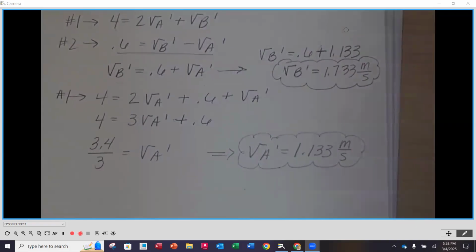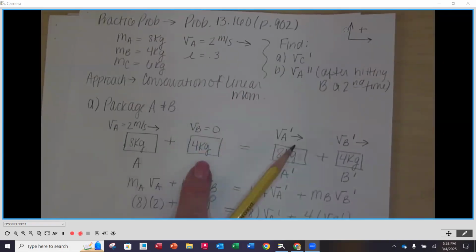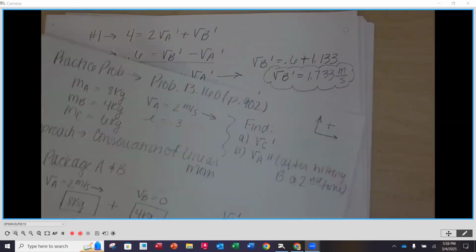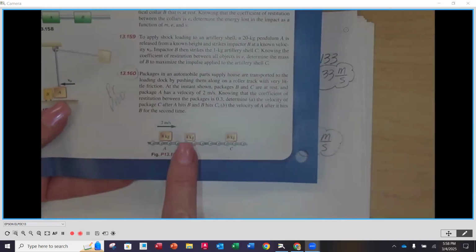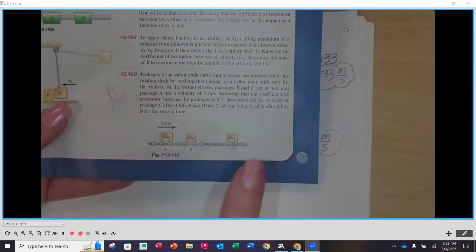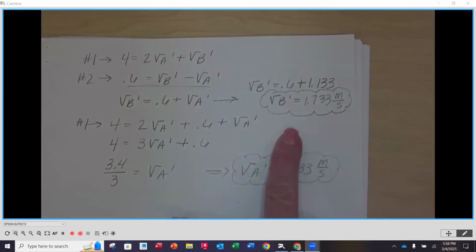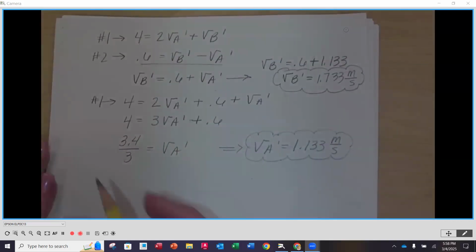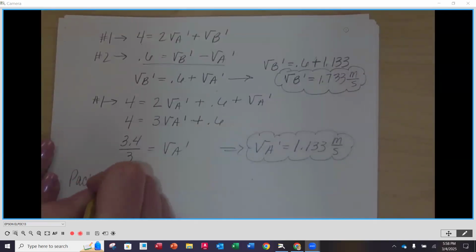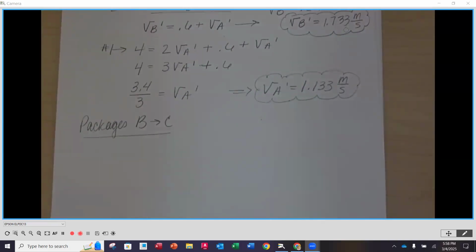So now this lets us know what was happening between A and B. But again, we're looking for C. As we look at our arrangement here, A is going to hit B, B is then going to go forward and hit C. So knowing that VB prime is now in motion and on its way to hit C, now we're going to look at packages B to C. We'll draw another little diagram.